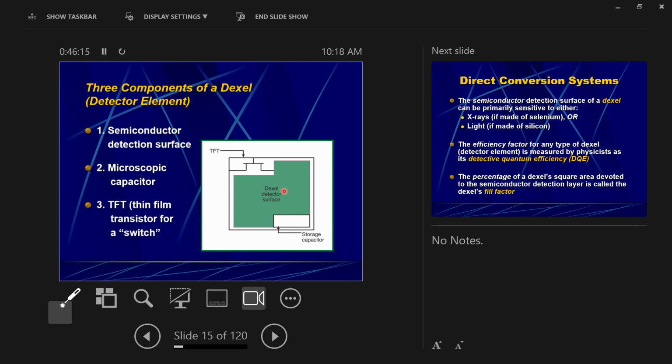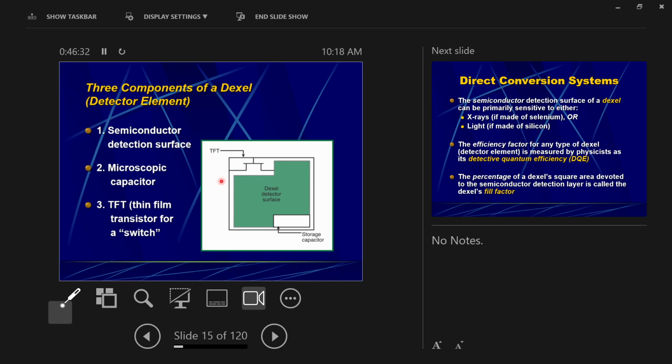Okay, very good. Yes. What is the microscopic capacitor? Yeah. Good. I am getting there. I promise, sorry. No, you're on the right track though. No, not yet.